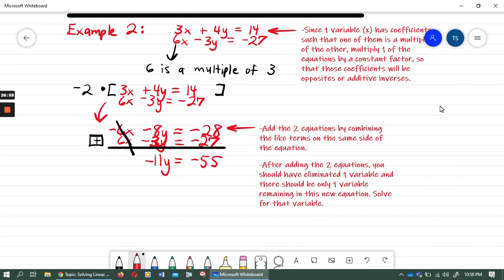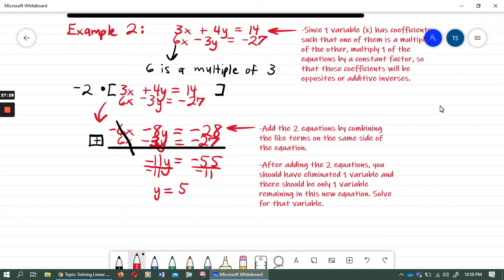And again, we see with this new equation that we've created, there's only one variable left. We're going to solve for that. There's only one thing left to do to solve. We're going to divide by negative 11 on both sides of the equation. And we get that y equals positive 5, since negative 55 divided by negative 11 is positive 5.